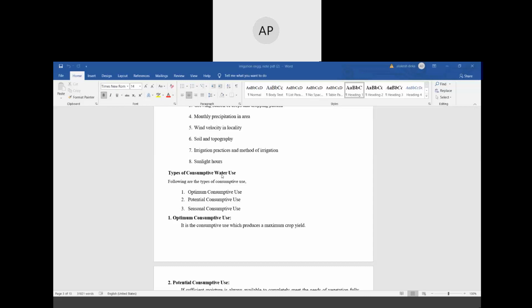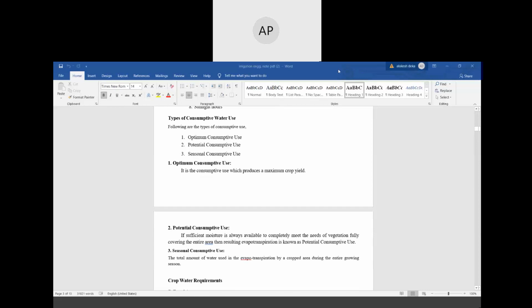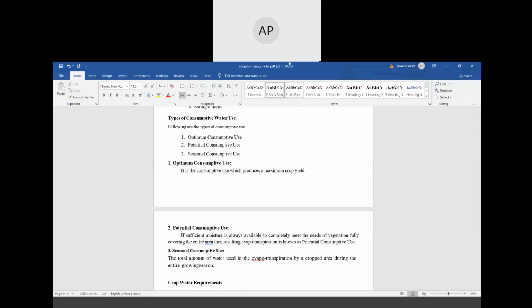Types of consumptive use. There are three important types of consumptive use. One is optimum consumptive use, next is potential consumptive use, and another is seasonal consumptive use.